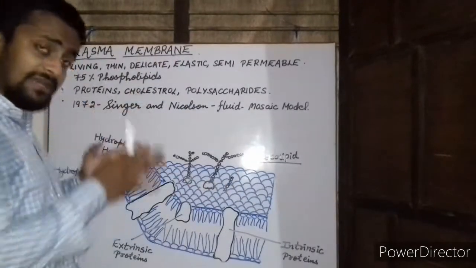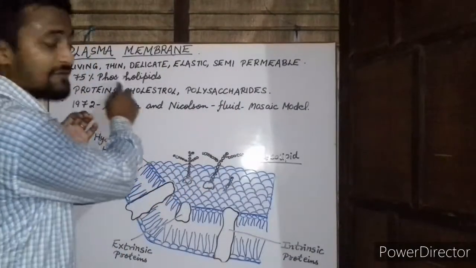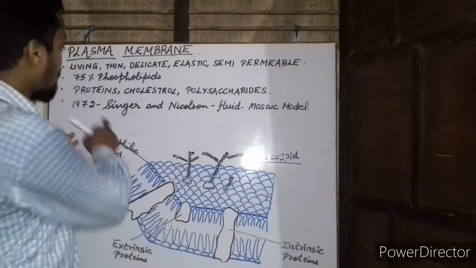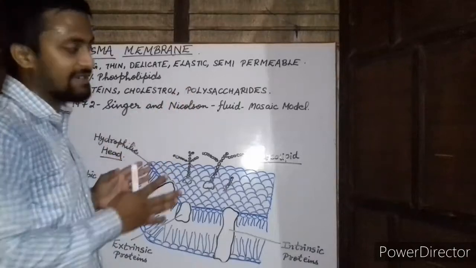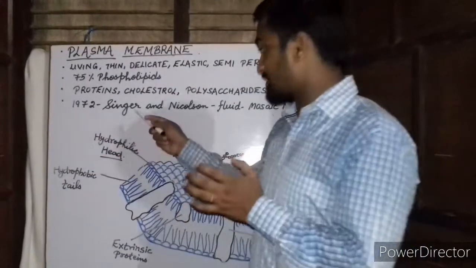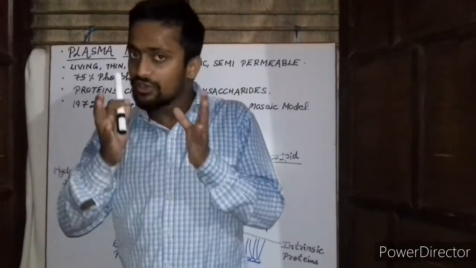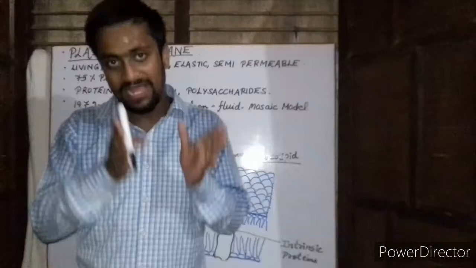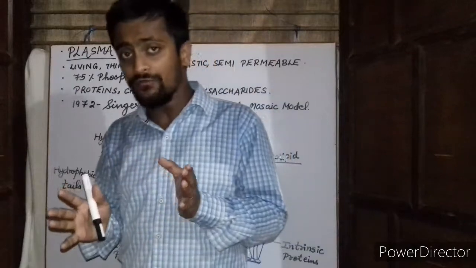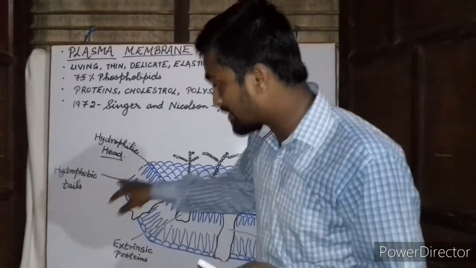Chemical analysis of this plasma membrane has shown that it consists of almost 75% phospholipids, while the other molecules which make up the plasma membrane are proteins, cholesterol and polysaccharides as well. In 1972, two scientists, Singer and Nicolson, gave a model regarding the structure of the plasma membrane, and this model is called the fluid mosaic model. It says that the membrane consists of a phospholipid bilayer, which means two layers of phospholipids.